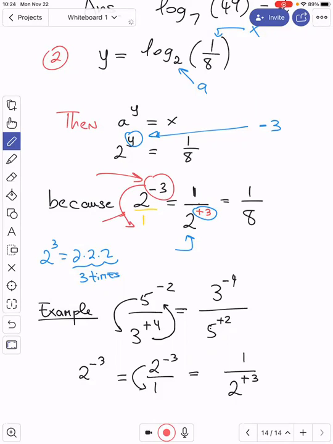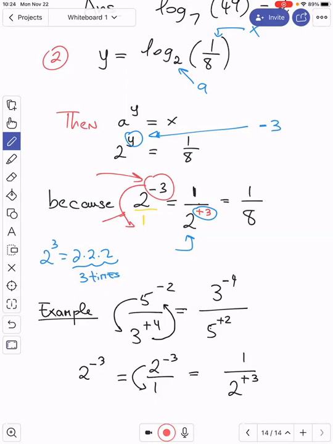Okay, makes more sense now. I'm sorry, I don't particularly understand why we're flipping it. Just because when you have a negative power, and we don't like negative powers, right? You want to change it to a positive power. So that's why I flip it.